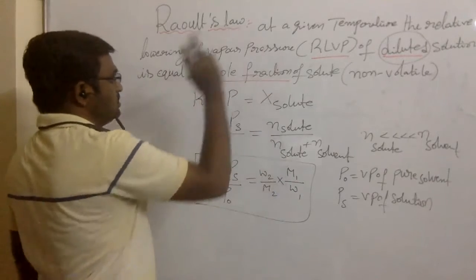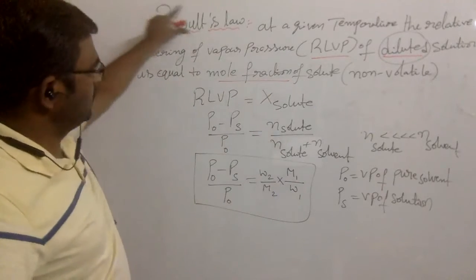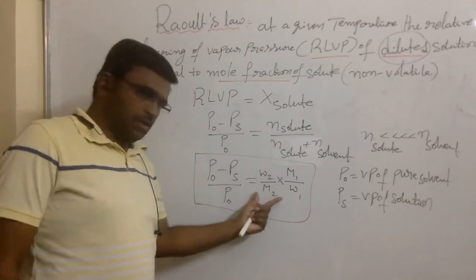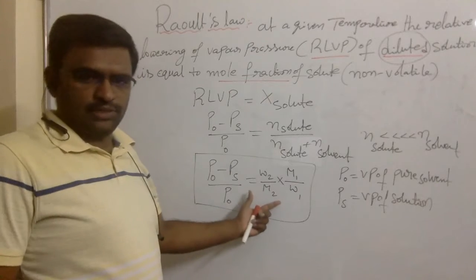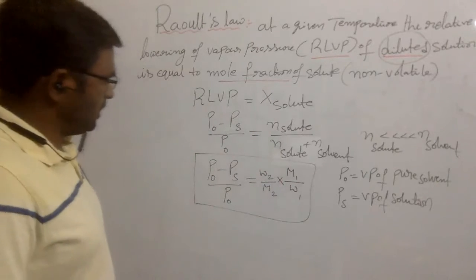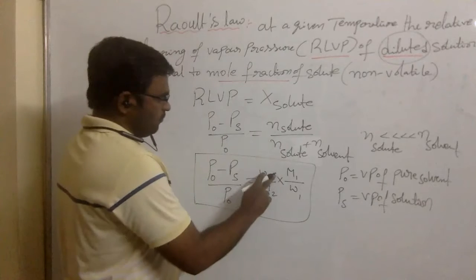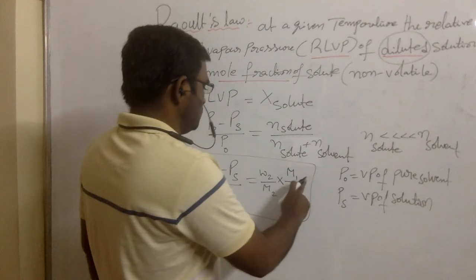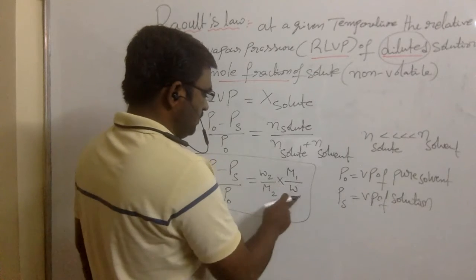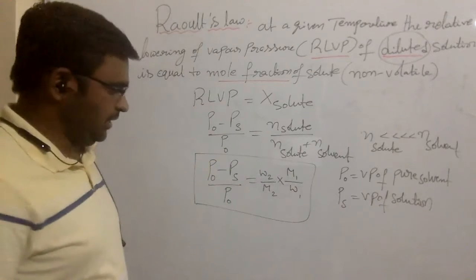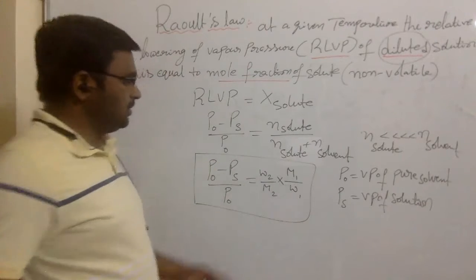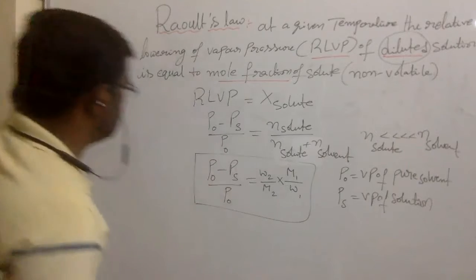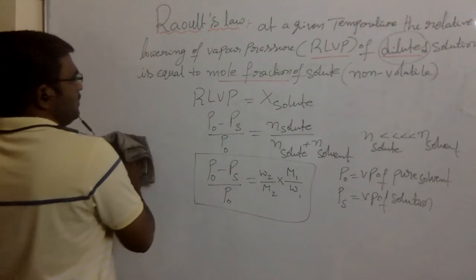So students, this is the full information about Raoult's law. This is the definition and explanation of Raoult's law. Remember this, it is most important in board exams as well as competition exams. Here W2 is the weight of solute, M2 is the molecular weight of solute, M1 is the molecular weight of solvent, and W1 is the weight of solvent. Okay, students, remember this. Next, related to this, I can explain with one numerical. So note, this is more important.